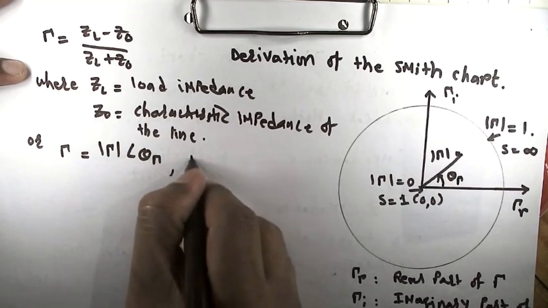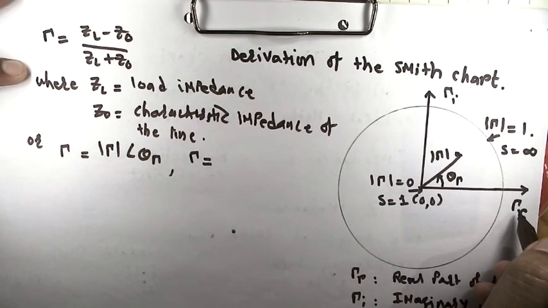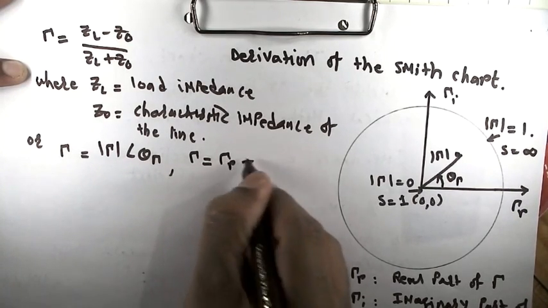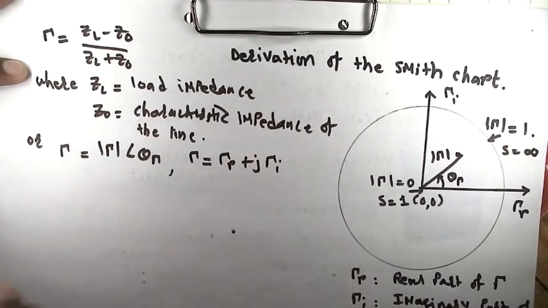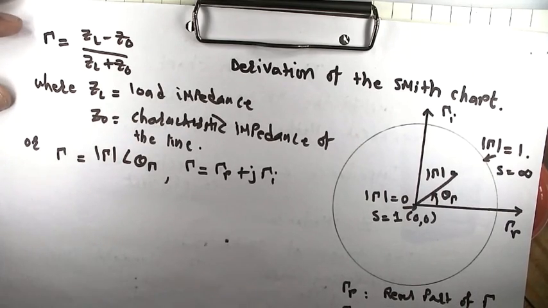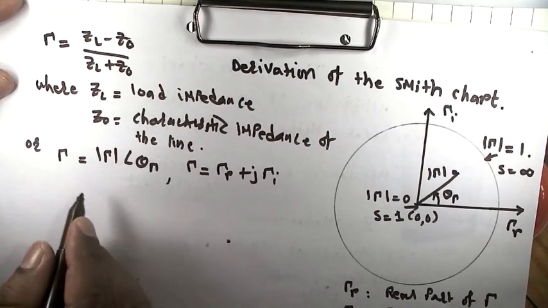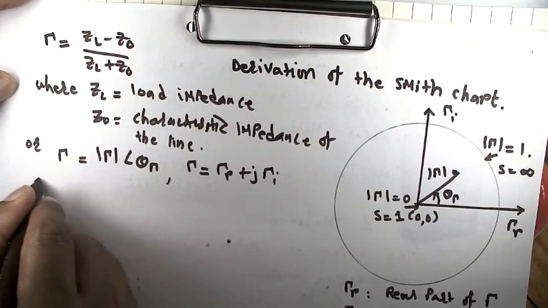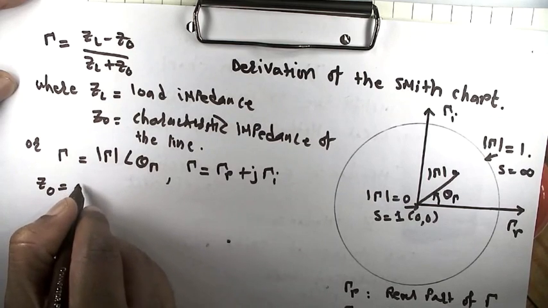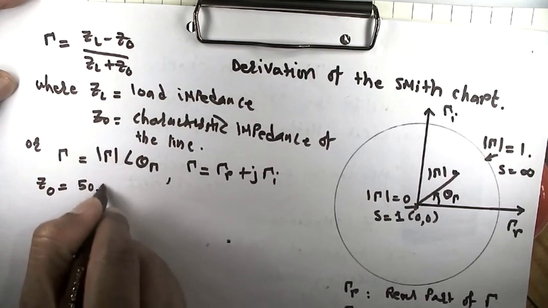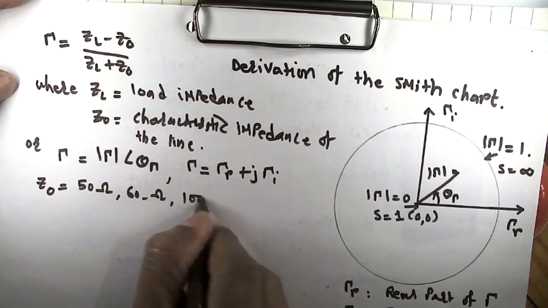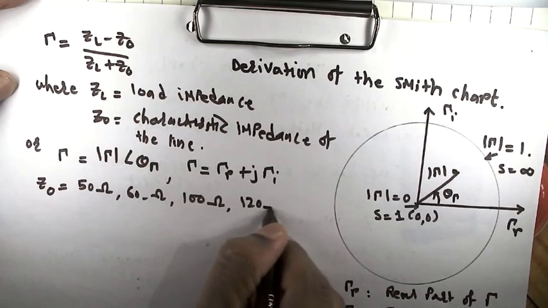I can write the reflection coefficient, as I mentioned, as consisting of the real part and the imaginary part, so gamma r plus j gamma i. So let us use these relations for constructing the Smith chart. As we know, the characteristic impedance of the line may have a different value, for example 50 ohm, 60 ohm, 100 ohm, or 120 ohm.